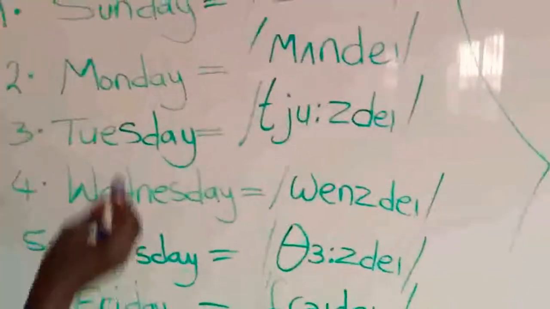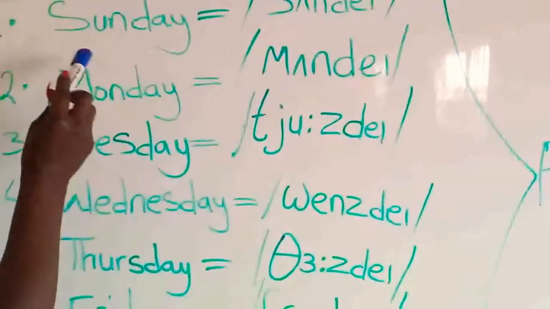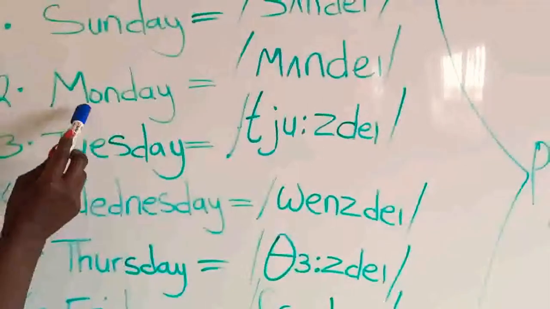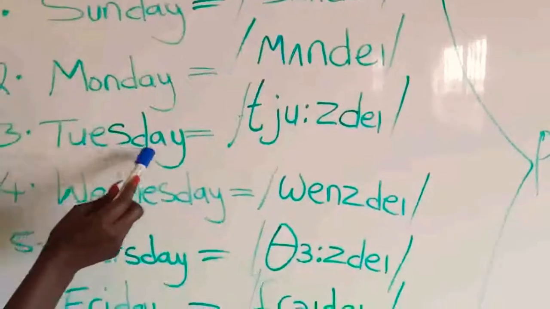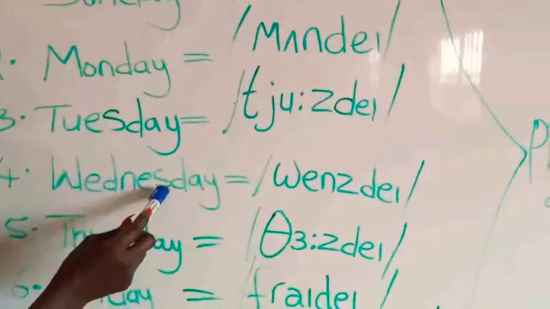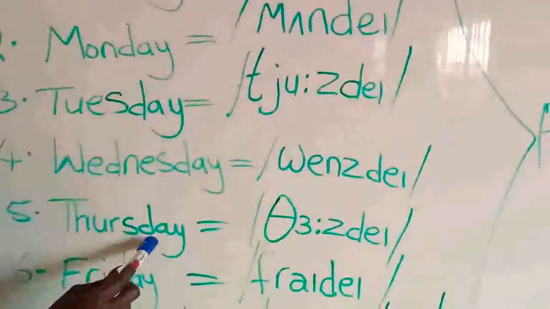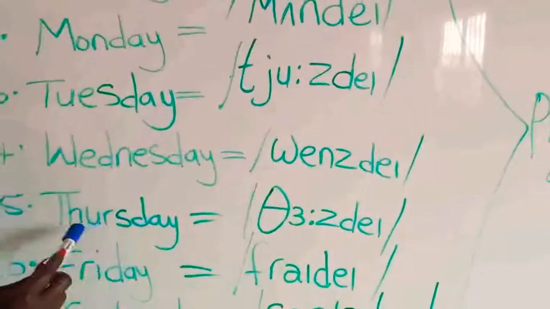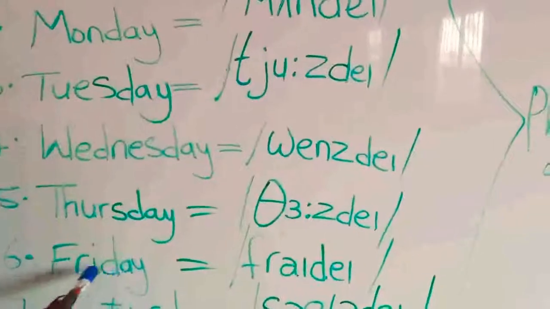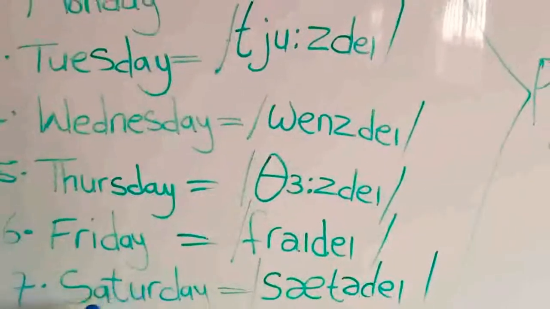Let's begin. This is Sunday, Sunday, Sunday, Monday, Monday, Monday, Tuesday, Tuesday, Tuesday, Wednesday, Wednesday, Wednesday, Thursday, Thursday, Thursday, Friday, Friday, Friday, and Saturday, Saturday, Saturday.